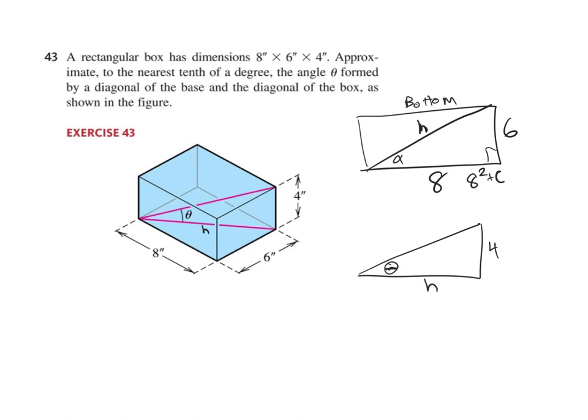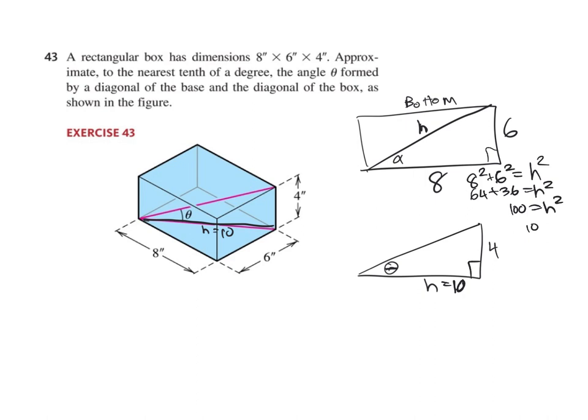8 squared plus 6 squared is equal to h squared. So 64 plus 36 is equal to h squared. That's 100. So the square root is 10. So 10 is the base diagonal here. That's 10. So now that goes here. So I have this upper part there. It's still 4 feet, 4 inches high.